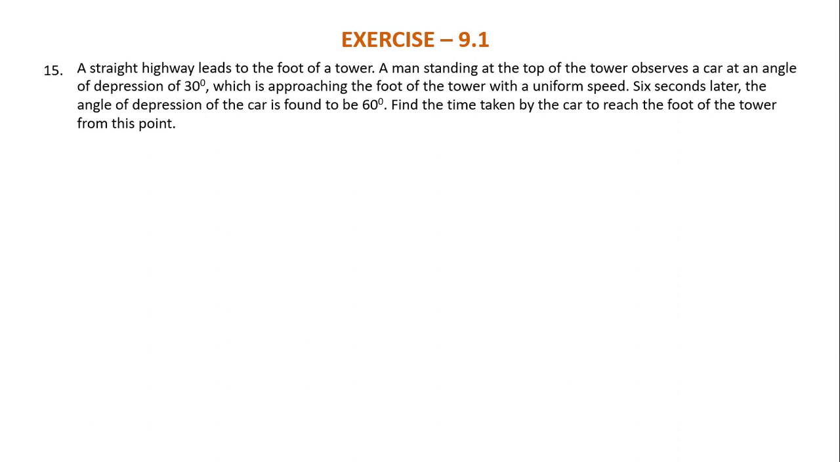A straight highway leads to the foot of a tower. A man standing on the top of the tower observes a car at an angle of depression of 30 degrees, which is approaching the foot of the tower with a uniform speed. 6 seconds later, the angle of depression of the car is found to be 60 degrees. Find the time taken by the car to reach the foot of the tower from this point.